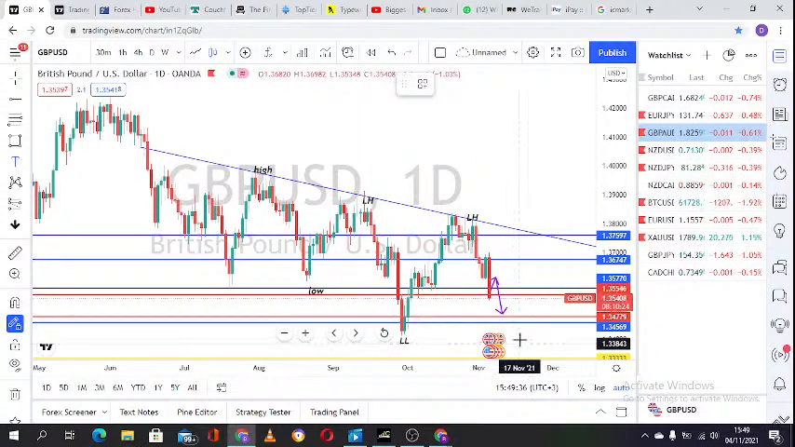Price is still very much bearish. At least back to the previous low would be an advisable area to exit most of your position. And then the last target would be your weekly support level. Until it hits your weekly support level, I'm still bearish on GBP USD.